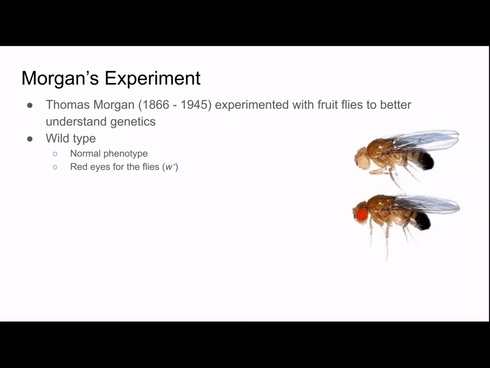And we're going to represent that as a W with a plus because of the mutant phenotypes, which are the alternative phenotypes. It's white eyes in the flies, so that's why we have a W, because the mutant is white eyes.